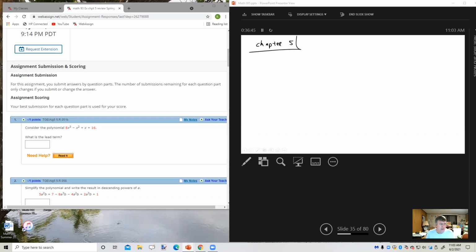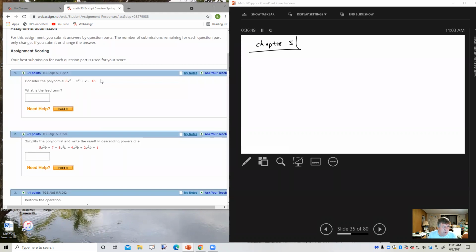Okay. And let's see. Let's take a look at problem number 1. Consider the polynomial 8x cubed minus x squared plus x plus 16. What is the lead term? The lead term would be the term with the highest power of the variable. So it would be 8x cubed.